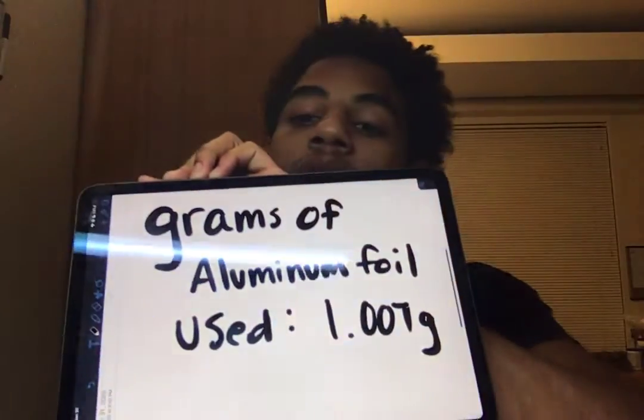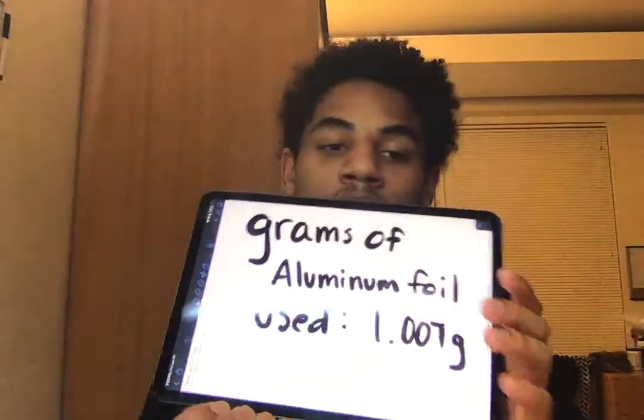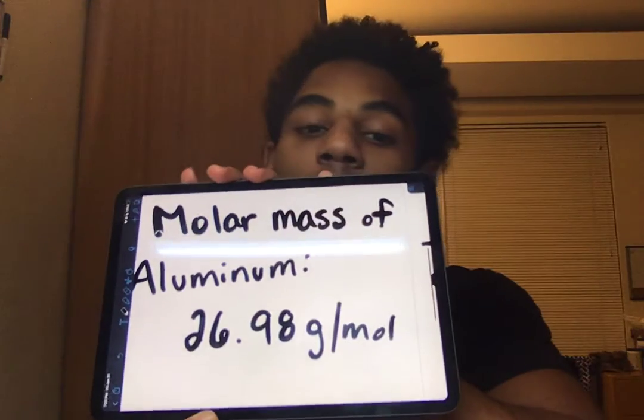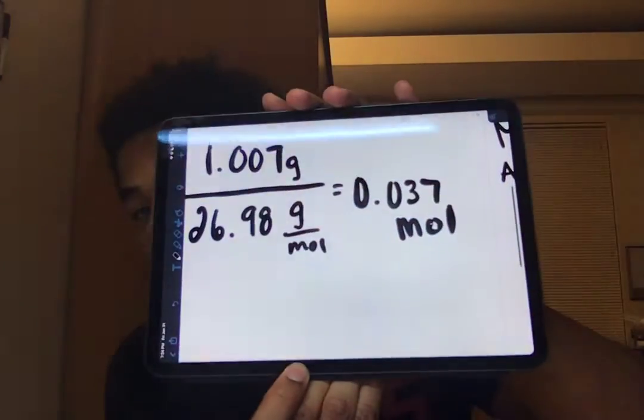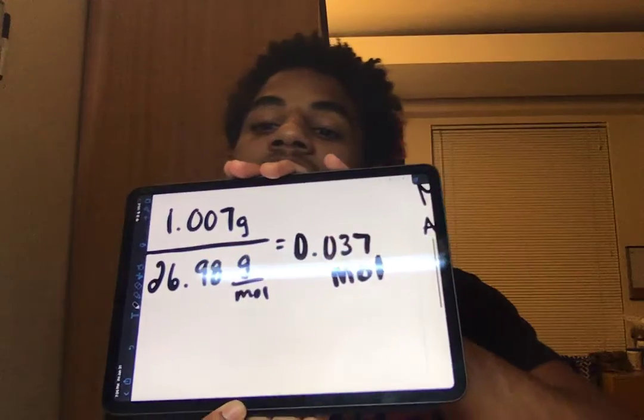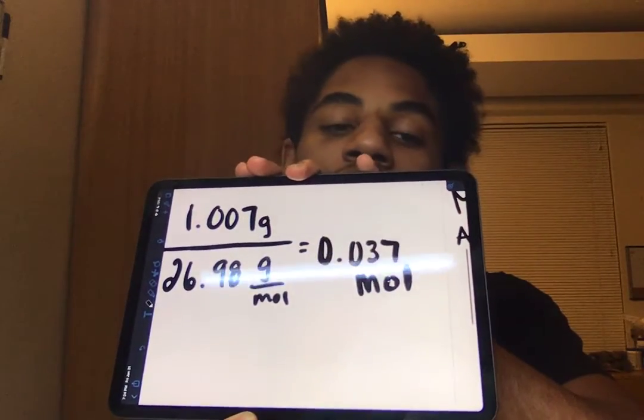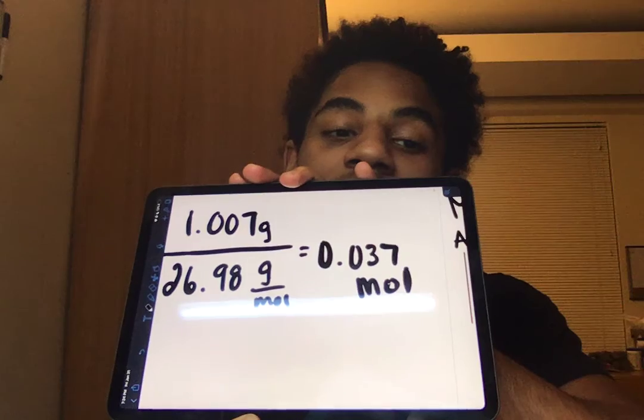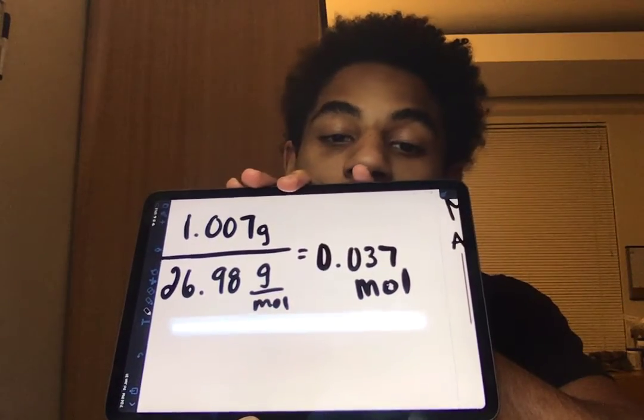Moving on, we're gonna calculate the percent yield in the lab. So in the lab, we used aluminum foil that was 1.007 grams. Using the molar mass of aluminum, which is 26.98 grams per mole, we can divide the amount of aluminum we used by the molar mass to figure out the moles that we used. So dividing that out, 1.007 grams divided by 26.98 grams per mole gives us 0.037 moles of aluminum used.